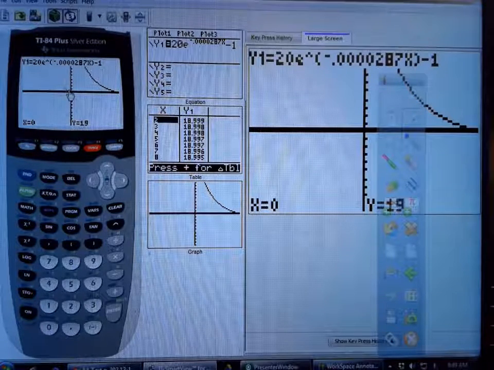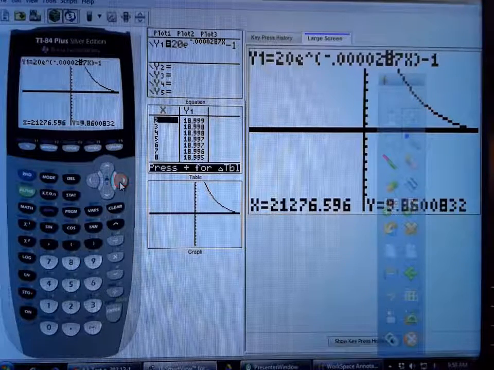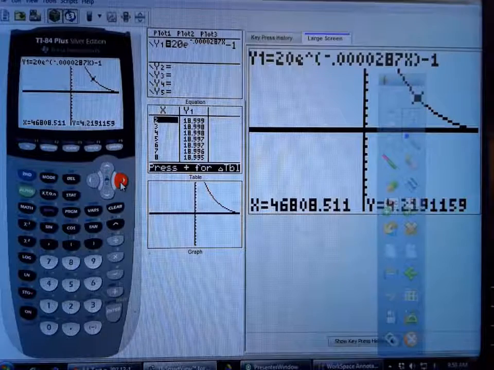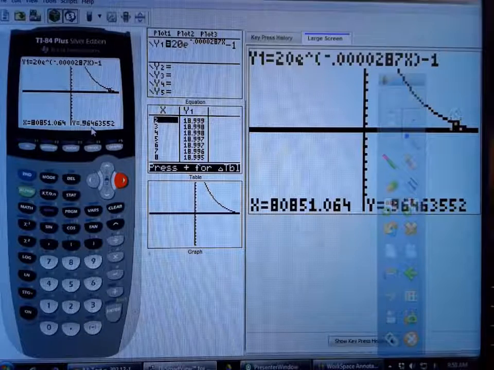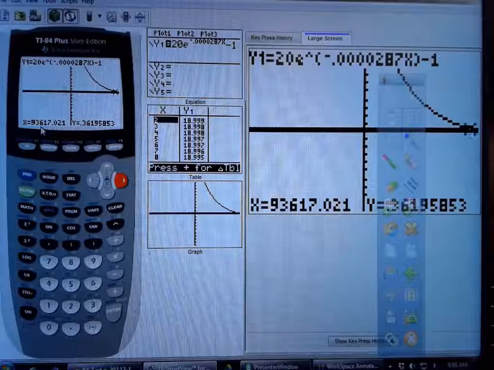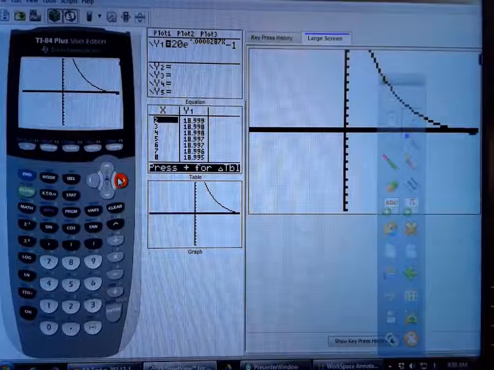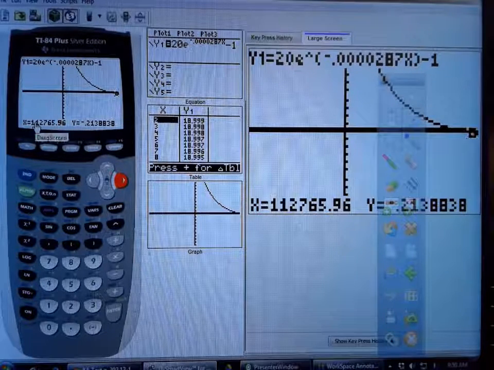So right now I'm at the y-intercept at 0, 19. So I'm going to go to the right. So here I am, traveling along. So what I'm looking for now, that's a really small y. I'm looking for when I have negative y's because that means I cross the x-axis. So keep going. So I'm at x of 93,617. Oh. So my window was not big enough. Now I'm at negative. So look at how big that x is.